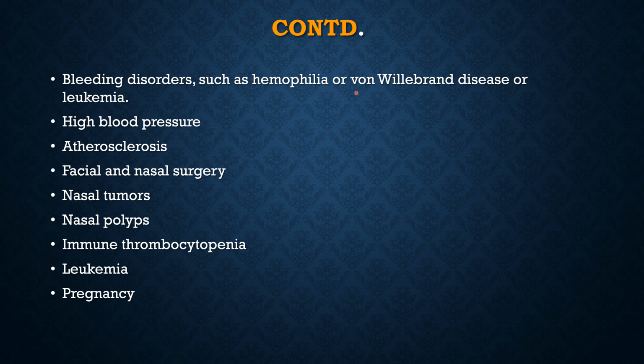Bleeding disorders such as hemophilia or von Willebrand disease or leukemia, any kind of blood disorder, it will lead to thrombocytopenia. What is that? That is your low level of platelets in your body. Because there is a low level of platelets, bleeding can occur from anywhere. It can be from the nose, mouth, or any other place. So the people who have this bleeding disorder are more prone to epistaxis. Then high blood pressure, which we have already studied, atherosclerosis, facial and nasal surgery, nasal tumor, nasal polyp, immune thrombocytopenia, leukemia, and pregnancy.